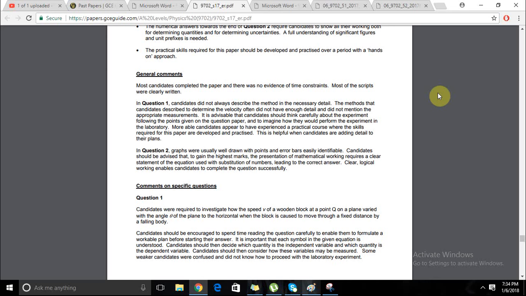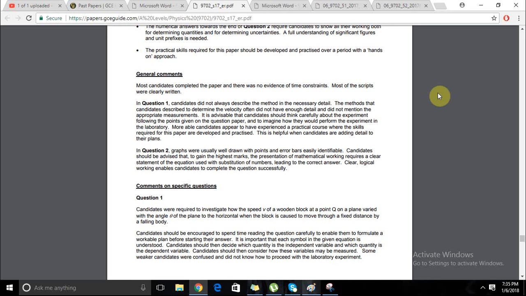The methods that candidates described to determine the velocity often did not have enough detail and so did not mention the appropriate measurements. That is, how to measure B, how to measure M, how to measure S, how to measure theta, and how to measure V. These are all of the variables that need a method of measurement to be clearly jotted down by you for the examiner.